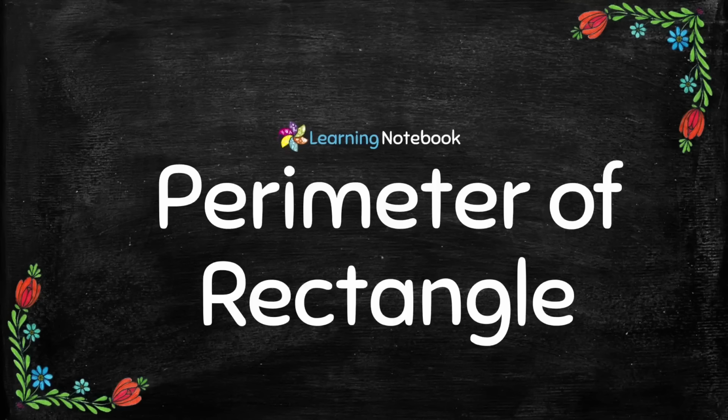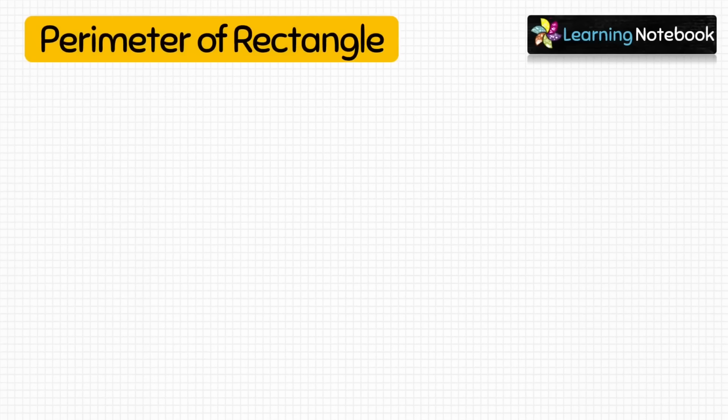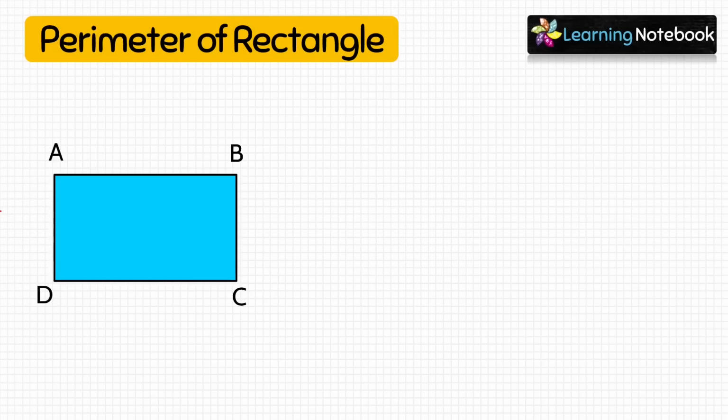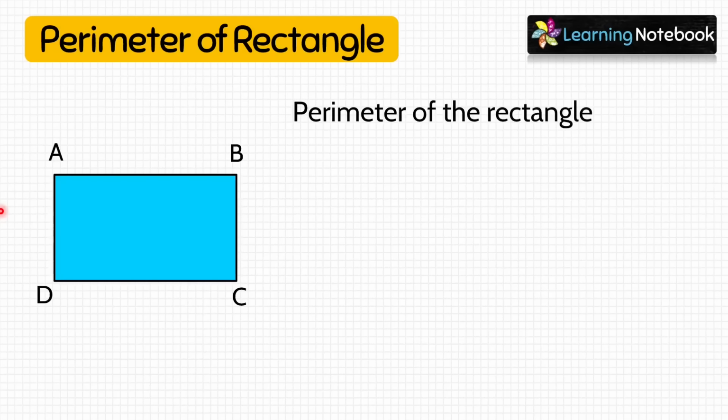Now next, let's learn perimeter of rectangle. As we learned, perimeter equal to sum of length of all the sides. So perimeter of the rectangle equals to sum of lengths of all sides of a rectangle, which are AB plus BC plus CD plus DA.